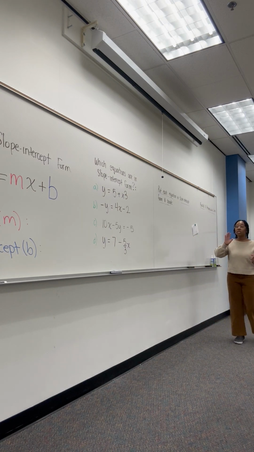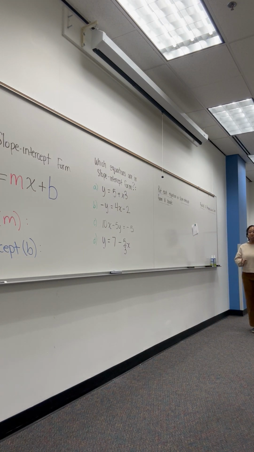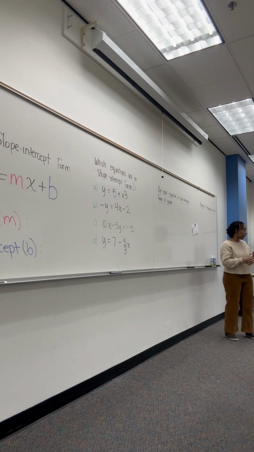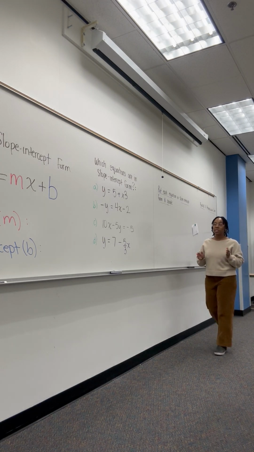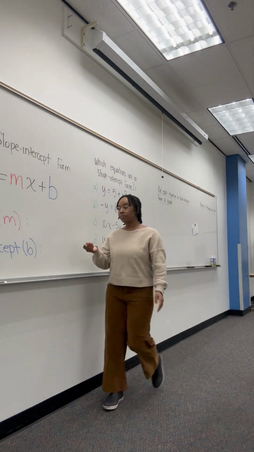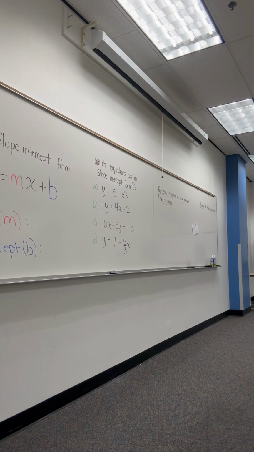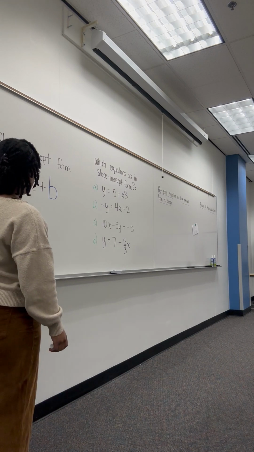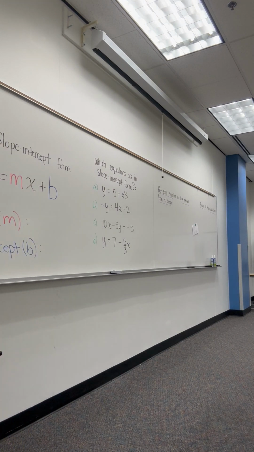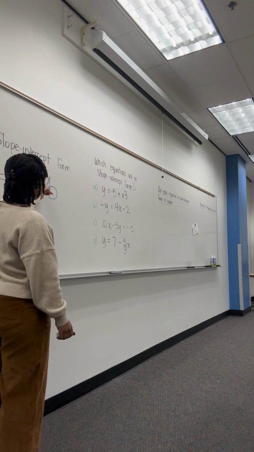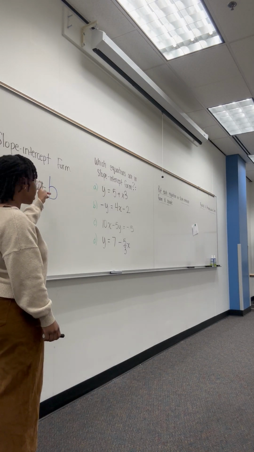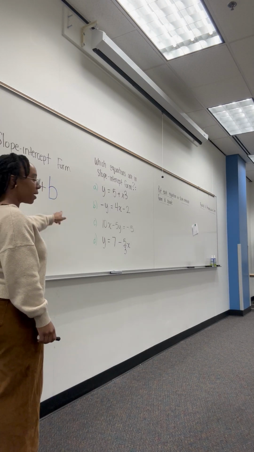So let's look at the slope-intercept form equation, okay? It's y equals mx plus b. So if it's not in this form, it is not slope-intercept form, okay? It has to follow this exact format. So y must come first. You have an equal sign. You have your m, which is your slope. You have your symbol here, which could be a minus sign or a plus sign, and then your b, okay?